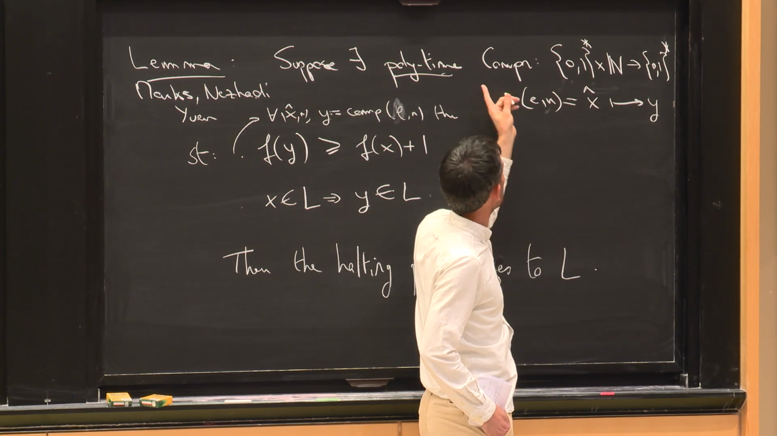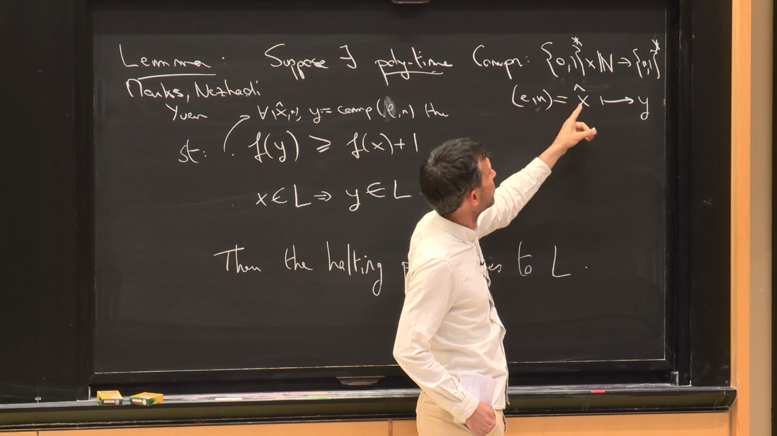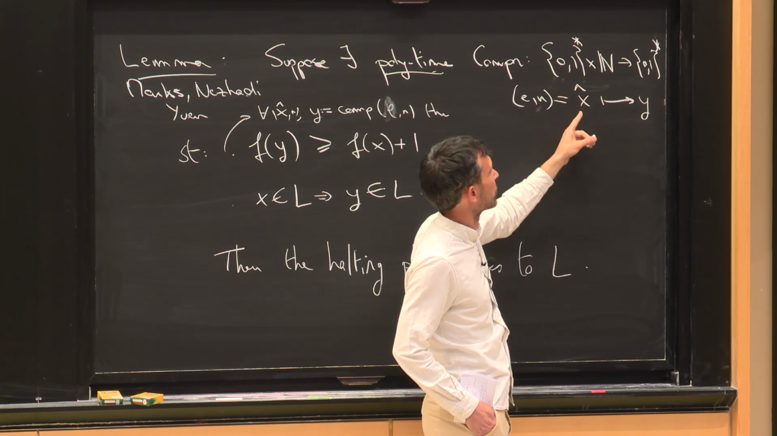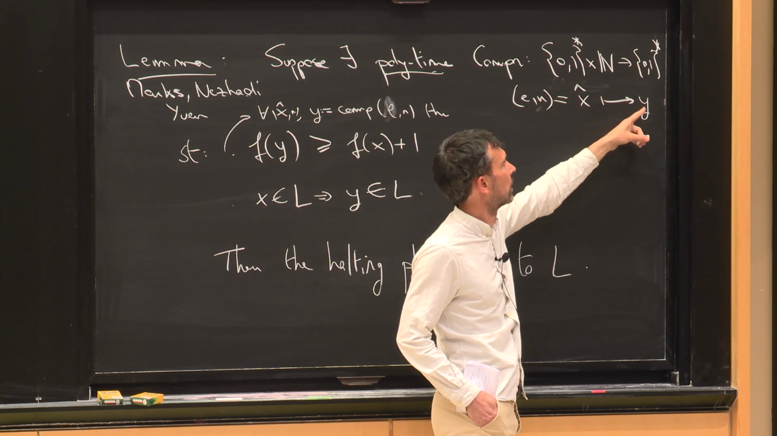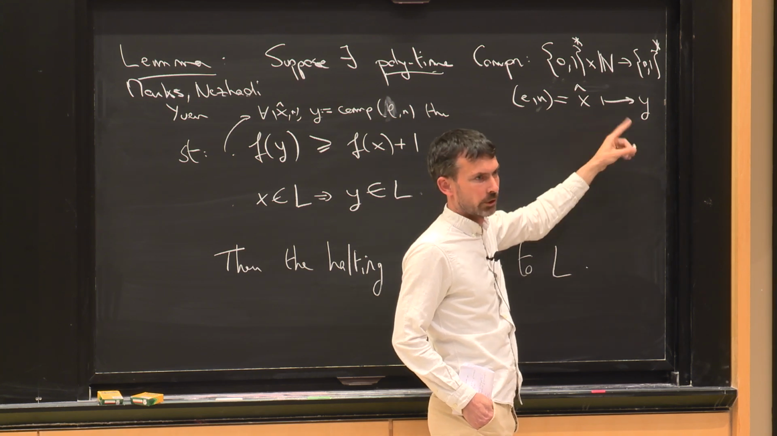If I allow it to be, let's say, exponential time, then the theorem is false, because the compression function could just undo the succinct representation, and it could just return basically x itself. Okay, but that cannot be done in polynomial time in general.